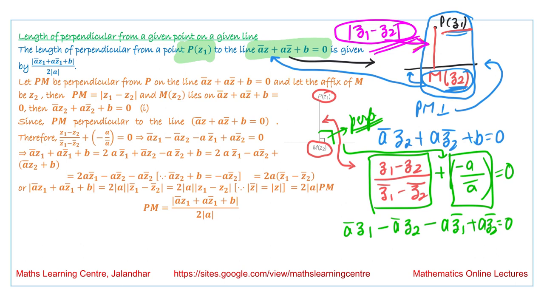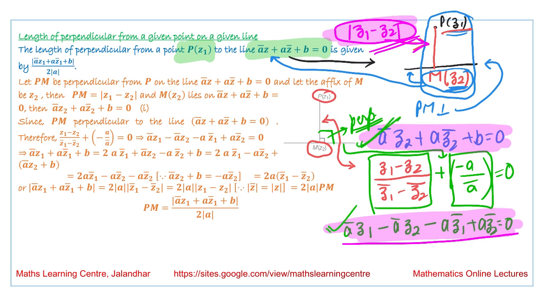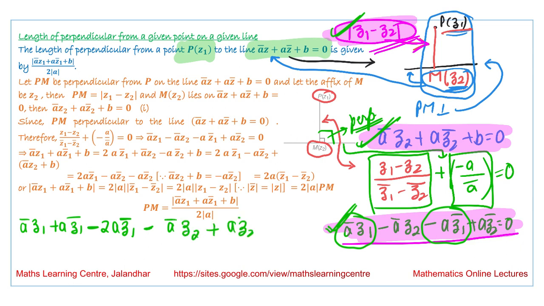We have this equation, and we also have the equation that Z2 satisfies. By using these two equations, we want to calculate the value of the modulus of Z1 minus Z2. To do this, we adjust the terms. We write A bar Z1 plus A Z1 bar, which means we get a minus sign, so it is minus 2 A Z1 bar, and then the terms minus A bar Z2 plus A Z2 bar is equal to 0.